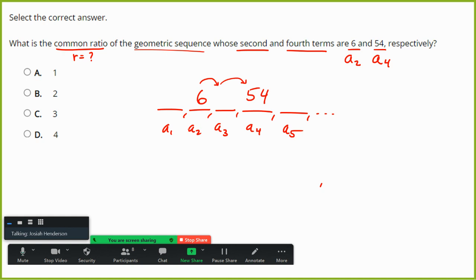Any ideas? Any thoughts? How can we attack this and try to figure out what is R? What are we multiplying by? The same thing, of course, the same number each time. And what is that missing number in A3?